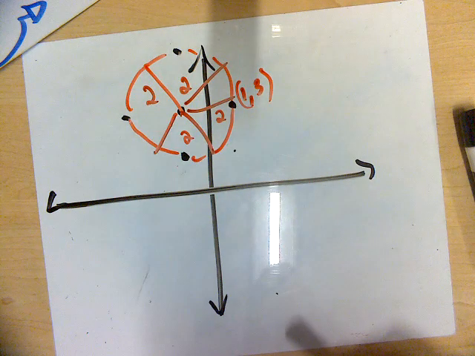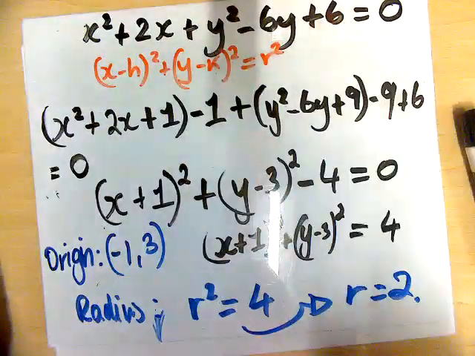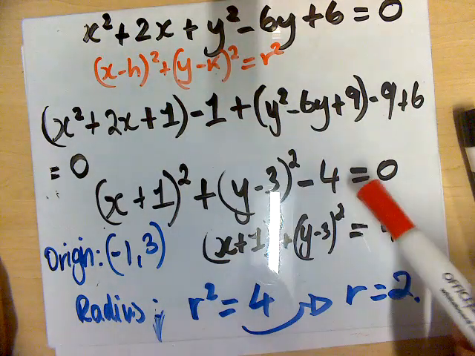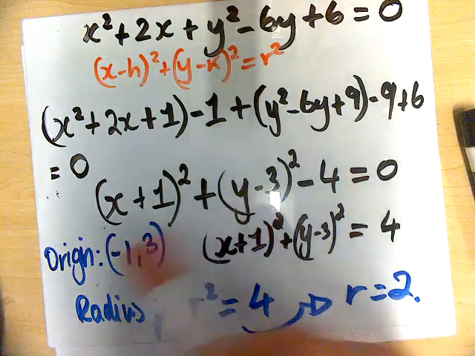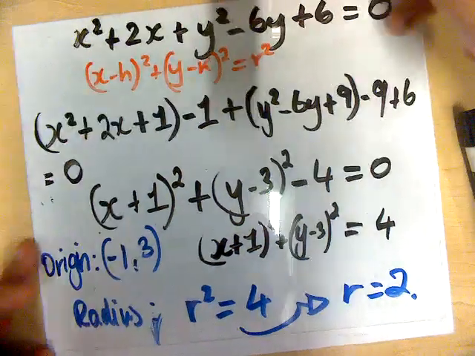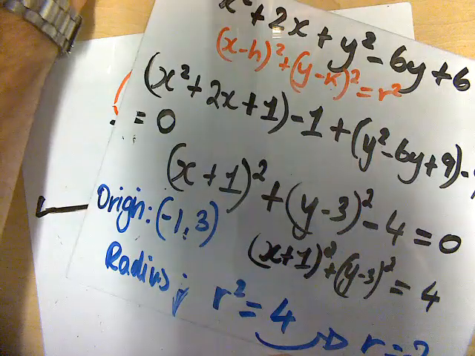So looks messy, but all we really need to do is complete the square, do a little bit of rearranging, and then all of a sudden we find ourselves in general form. And from there we can get our origin, our radius, and then we can draw a pretty good approximation of our circle. And that's the equation of a circle.